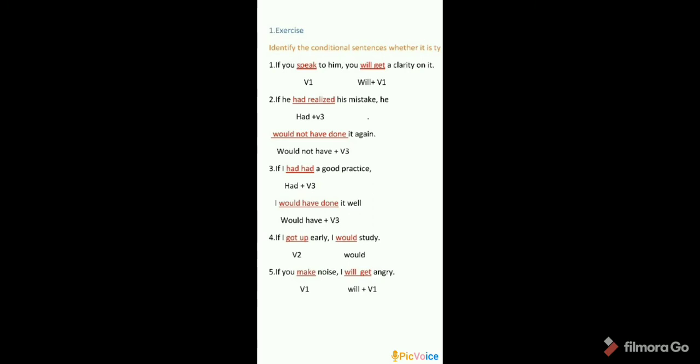Fourth one, if I got up early, I would study. So here in the if clause part, V2 form of verb is used, and in the main clause part, would is used. So whenever you find V2 form of verb in the if clause part and would in the main clause part, definitely it is a type 2 conditional sentence. Next, fifth one, if you make noise, I will get angry. Here in the if clause part, V1 form of verb is used, and in the main clause part, will plus V1 form of verb is used. So the answer is type 1 conditional sentence.